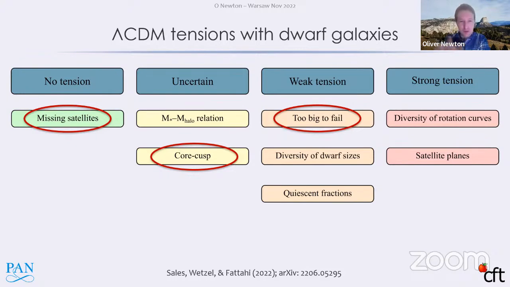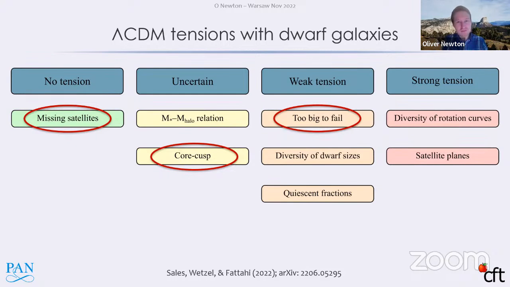And so this comes from a review article that was published this year, led by Laura Sales, Andrew Wetzel, and Azi Fattahi, and they were trying to summarize the literature around including relatively simple models of baryons in our simulations to try to understand where things sit and where the consensus lies with these challenges to lambda CDM.